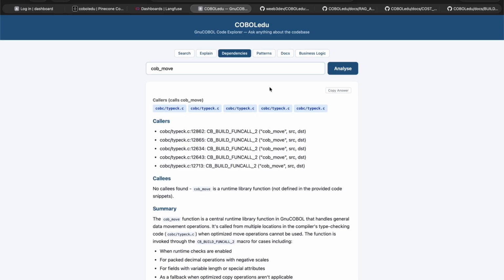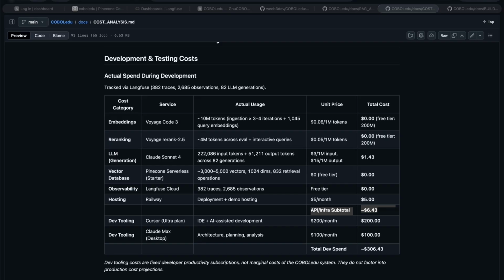But what would I do differently? I definitely would build the observability layer and eval pipeline before the first retrieval experiment and not after. To be honest, we flew blind for the first few phases. Total API cost for the entire development cycle was about $6. The system runs at roughly 1.7 cents per query.